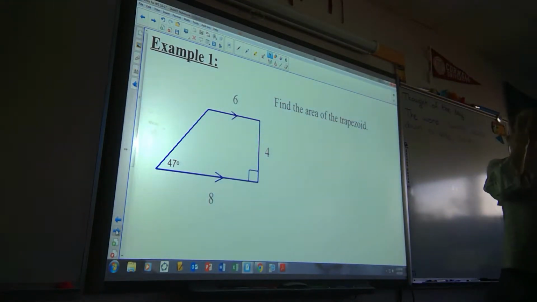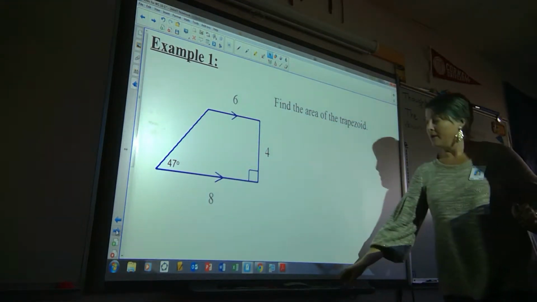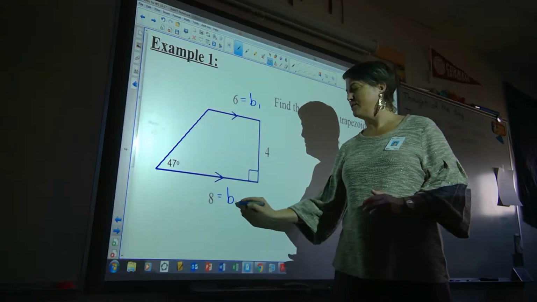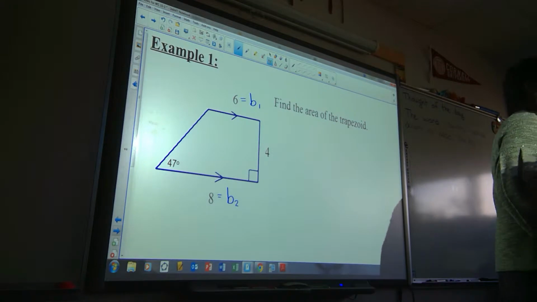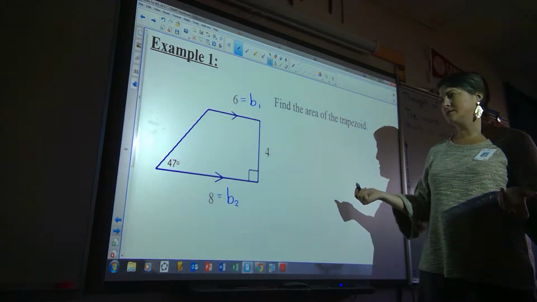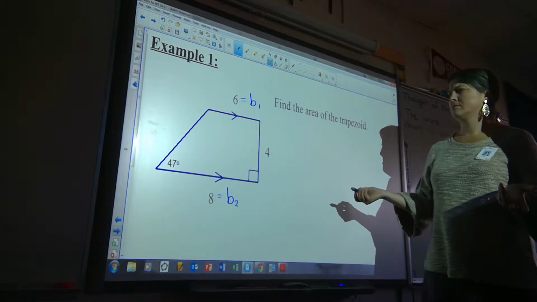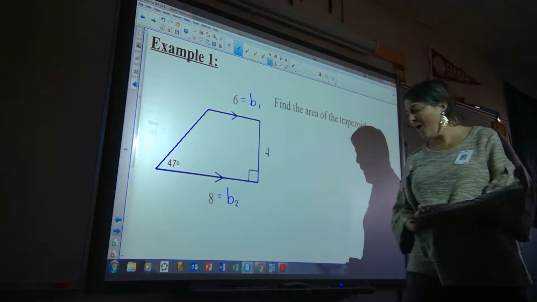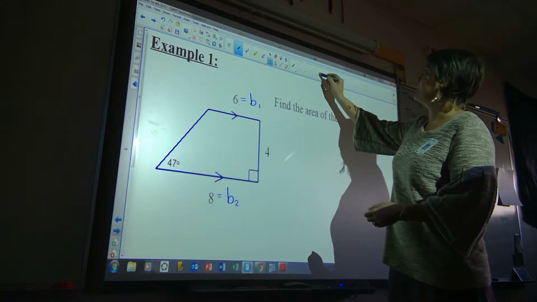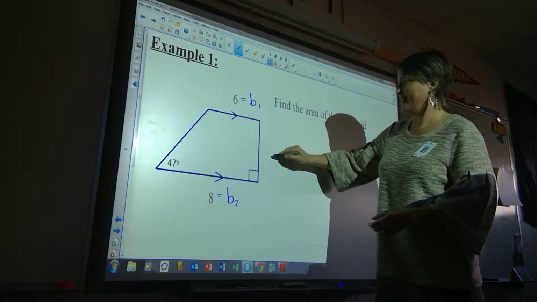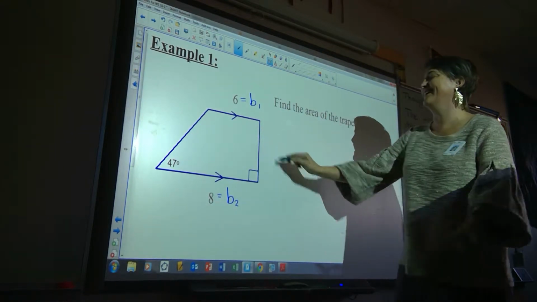So here we go. We got a trapezoid. Let's see. I'm going to go ahead and call this B1. I'm going to go ahead and call this B2. So I do need the height. Wait a second. I have the height, right? We don't. Oh! Okay, we're going to pretend we don't see that. Watch. Here it goes. All right, we're going to pretend we don't see that.